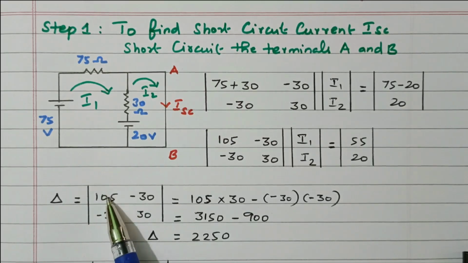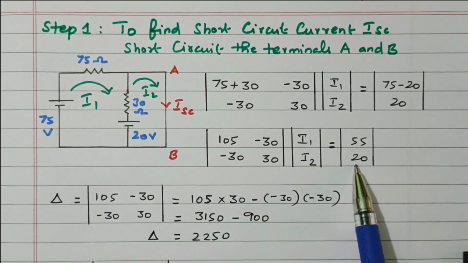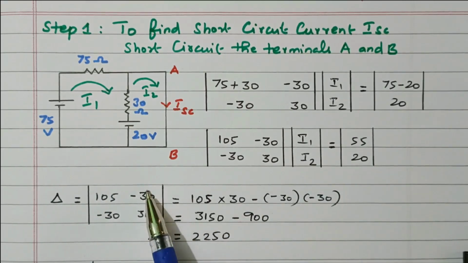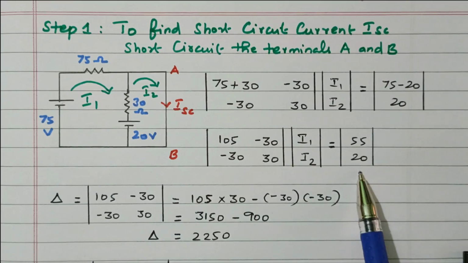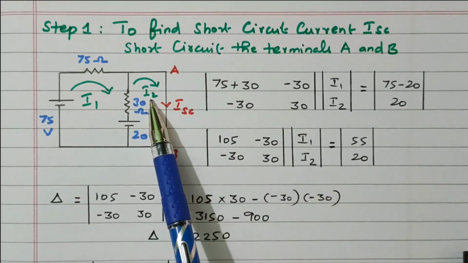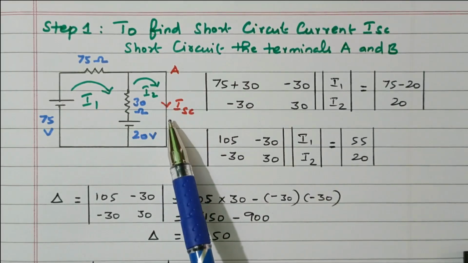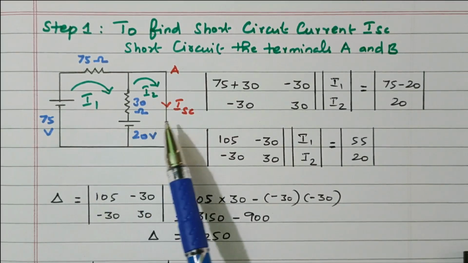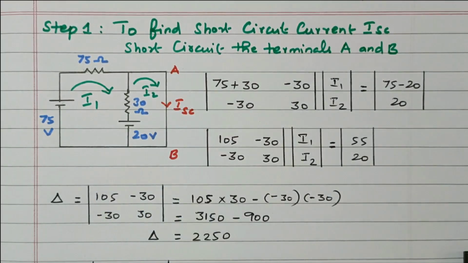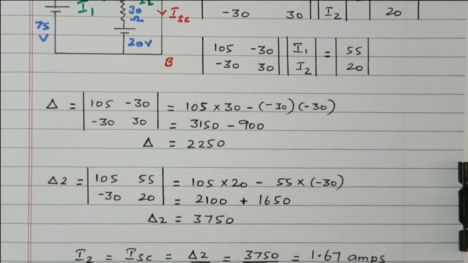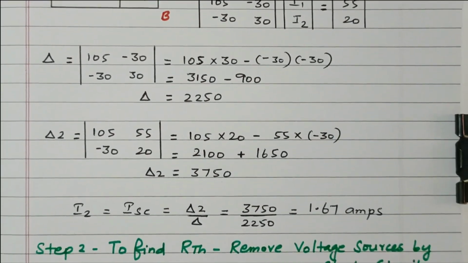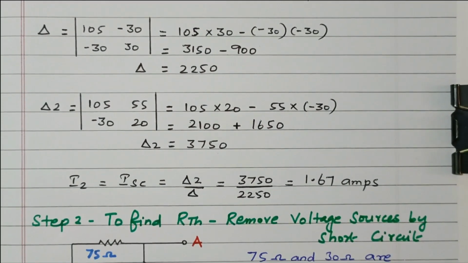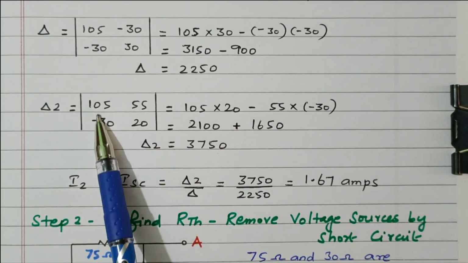Delta 1 means replace the first column with the voltage matrix. Delta 2 means replace the second column with the voltage matrix. But here we only need I2, because I2 and ISC are both equal. I1 is not needed. So we need to find only I2, so we will calculate the delta 2 value directly. No need to go for delta 1.